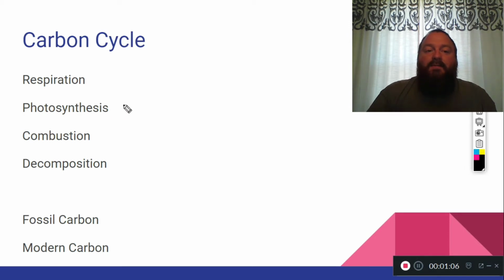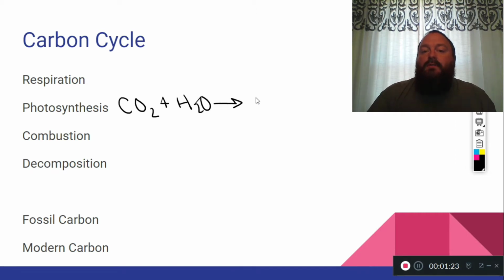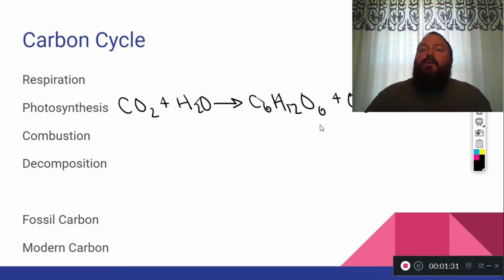So you absolutely need to know that photosynthesis is going to be carbon dioxide from the atmosphere reacting with water that's out there. And then it's going to form sugar, and it's going to form oxygen gas. These products are both extremely important. The sugar is what's going to provide us our energy.